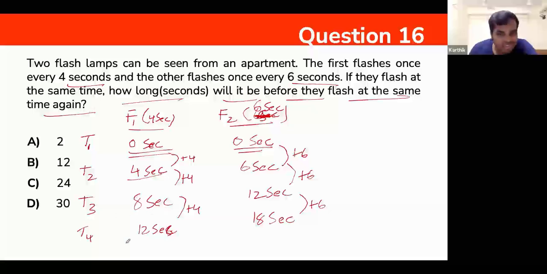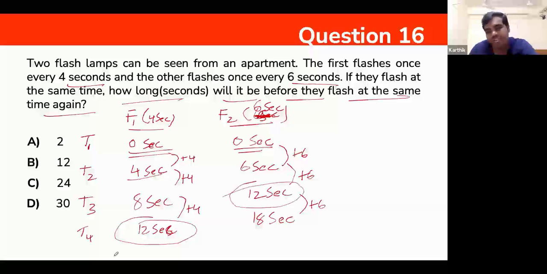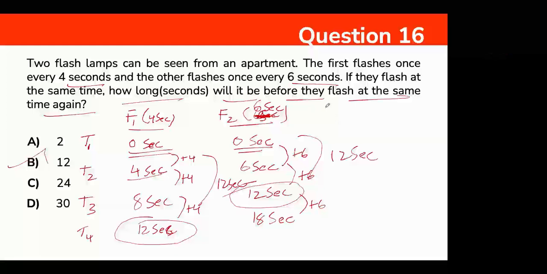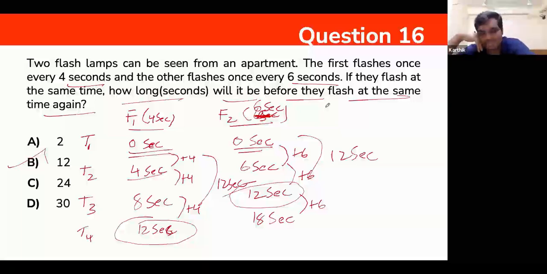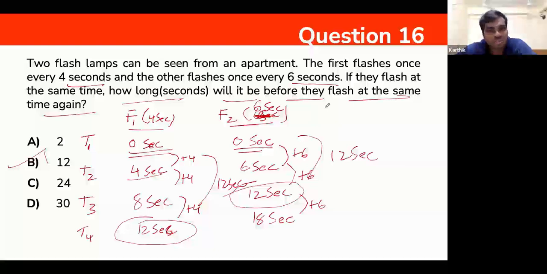The answer is there. See here. After 12 seconds, they will flash together. So what is 12? Sir, LCM of both. That is what I told you in the beginning. Whenever a question like this comes, if they ask you what is going to happen in future, always LCM. So 4 and 6, LCM is what? 12, right? So that is the answer.